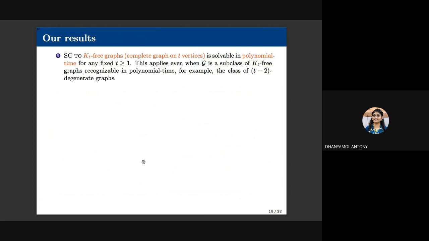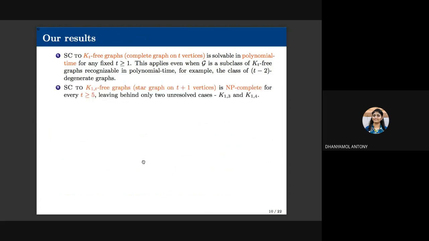Consider the first result. We proved that SC to K_t free graphs, where K_t is a complete graph on t vertices, is solvable in polynomial time for any fixed t greater than or equal to 1. This result is applicable even when script G is a subclass of K_t free graphs recognizable in polynomial time. For example, the class of t minus 2 degenerate graphs. Then we proved that SC to K_{1,t} free graphs is NP complete for every t greater than or equal to 5. Leaving behind only 2 unresolved cases, K_{1,3} and K_{1,4}.